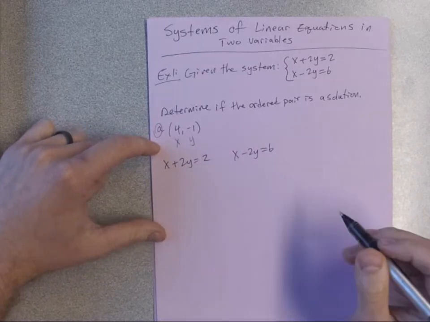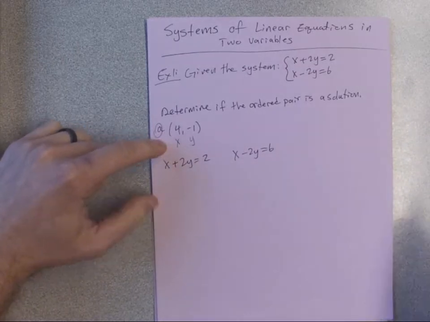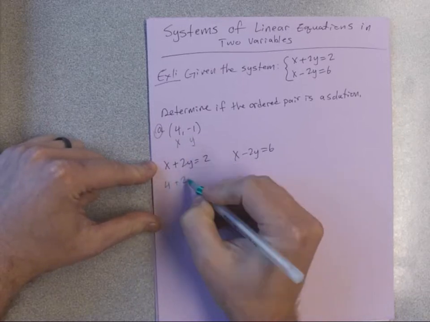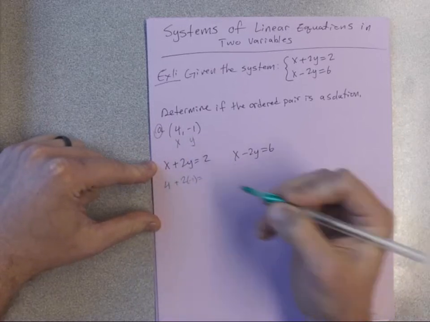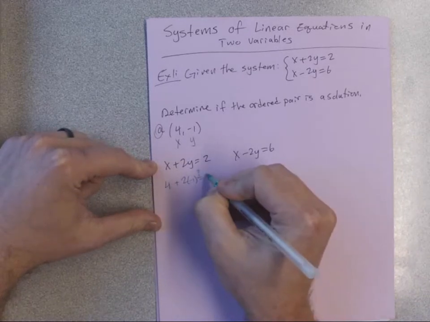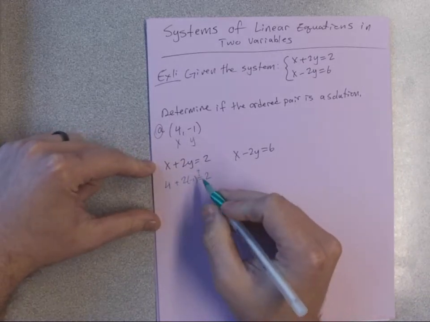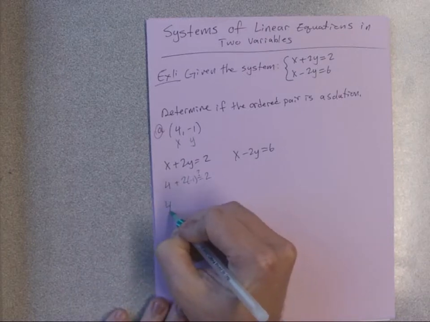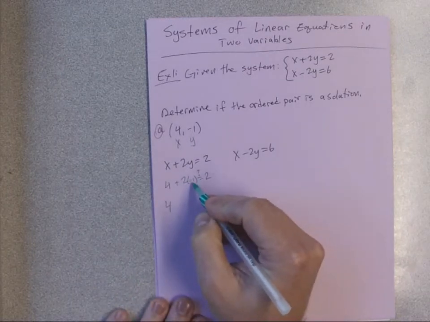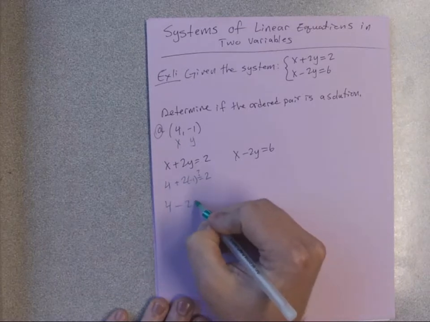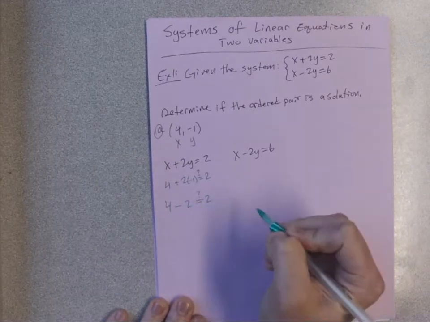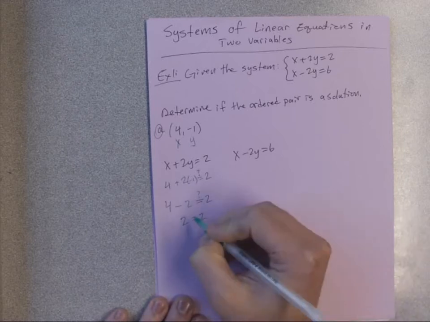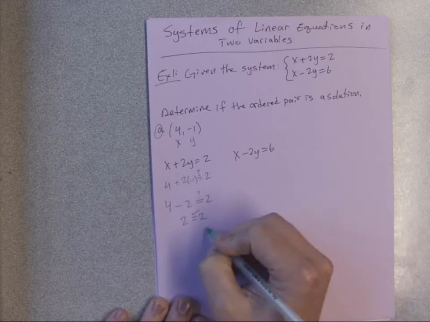So we're plugging in our x and y values here. So x, we said, was 4, plus 2 times y, which is negative 1, and I want to know if that's equal to 2. So that's why I'm writing a little question mark. Is that equal to 2? Alright, so let's keep simplifying. 4, and then 2 times negative 1 is negative 2, and I'm still trying to determine if that's equal to 2. And then the last step, 2 is equal to 2. And if that's true, then yes. So this one works. This one's good.